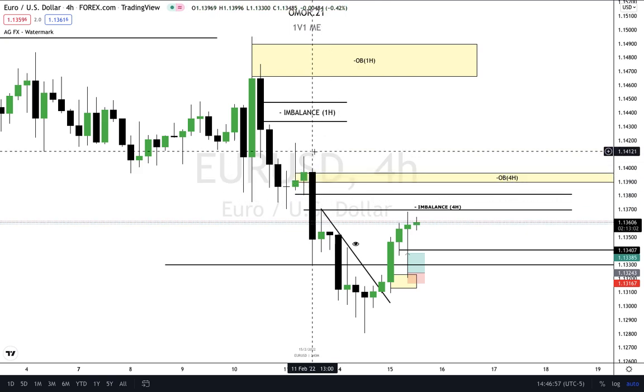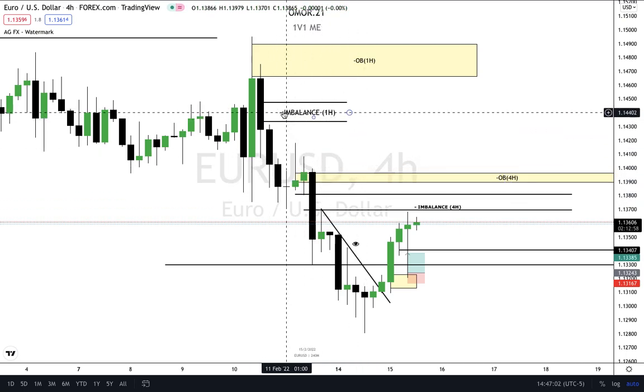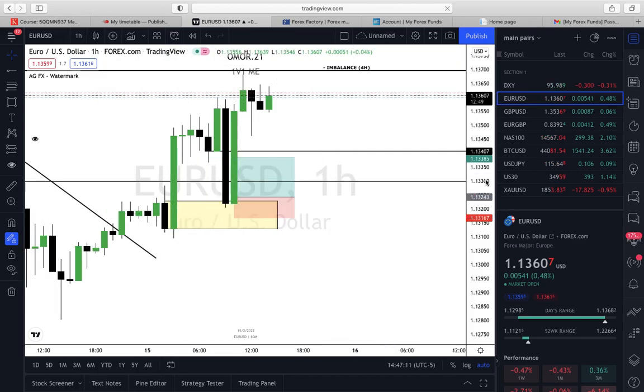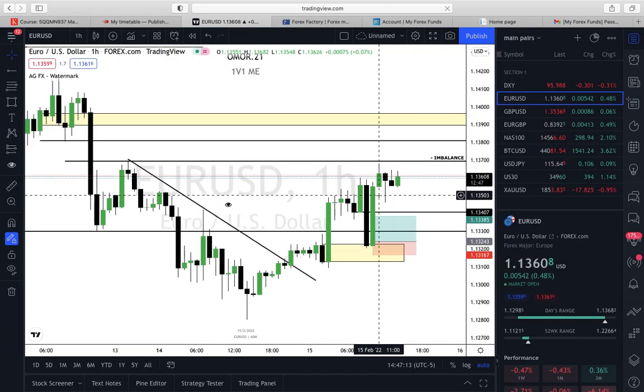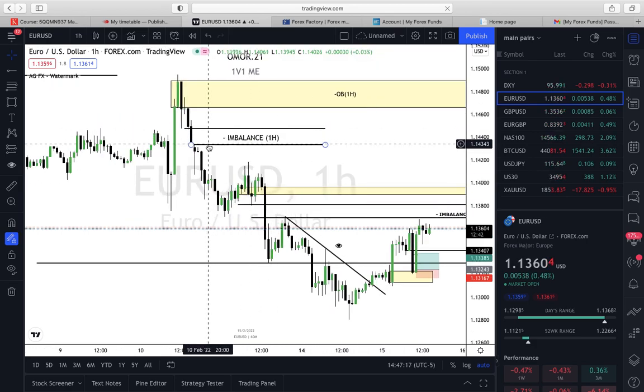If we do get past all of this, then I want to see price deliver into this inefficient price action on the 1 hour time frame. So let's go on the 1 hour. So there's only selling happening from here to here.